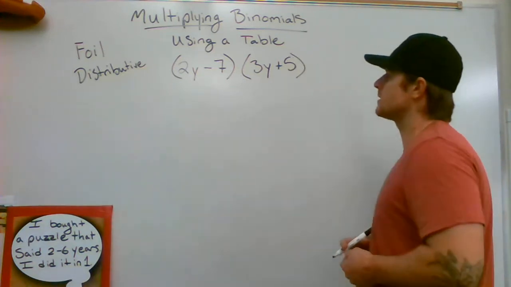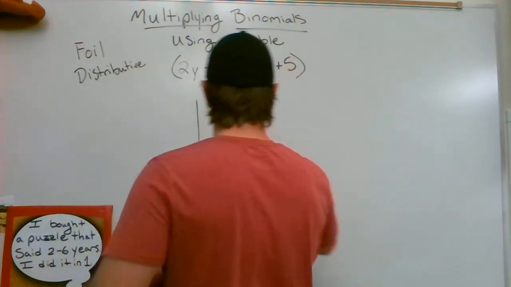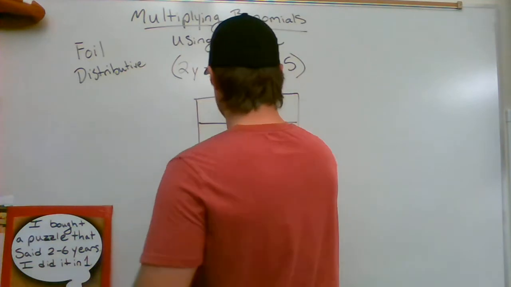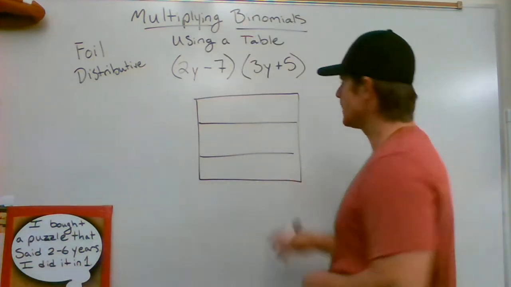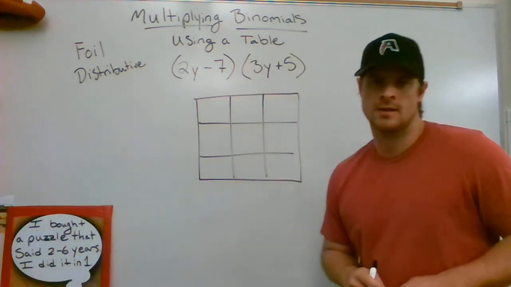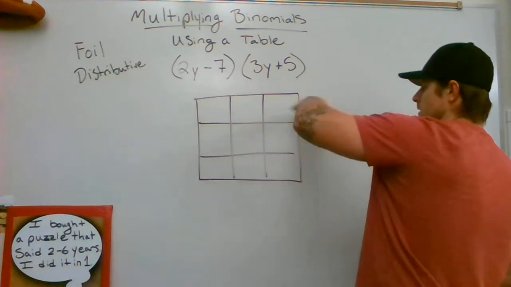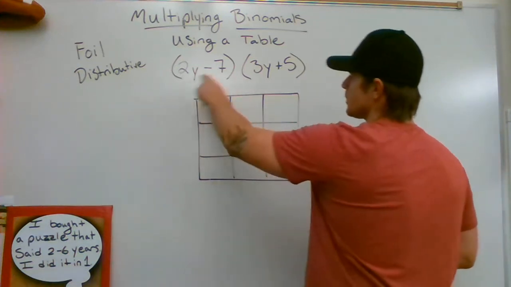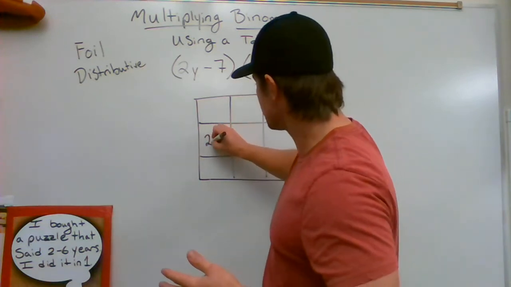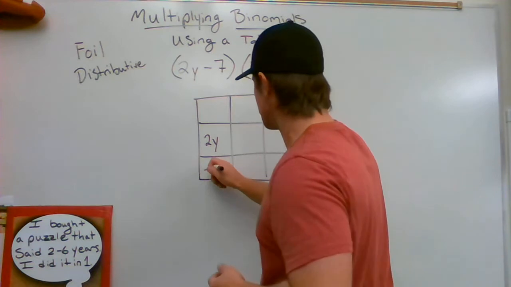All right, so for this problem, using a table, first thing we have to do is create the table. So just make a nice little box. Okay, you're going to need 2 horizontal lines and 2 vertical lines. Now what you're going to use is these sides, vertically down and vertically across the top. You're going to put your first two terms that you see, the first binomial, which is a 2y, that's going to go in this box right here, and the -7, that needs to go in this box right there.